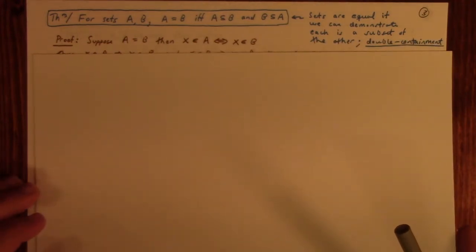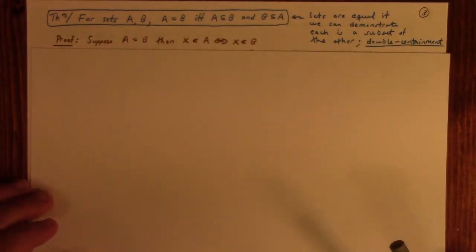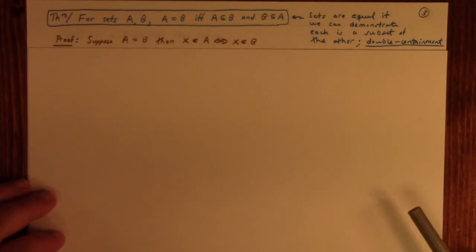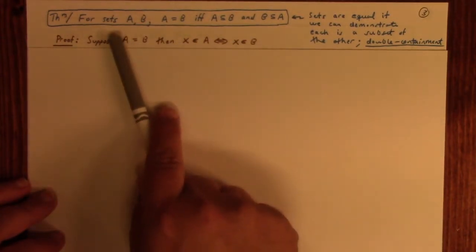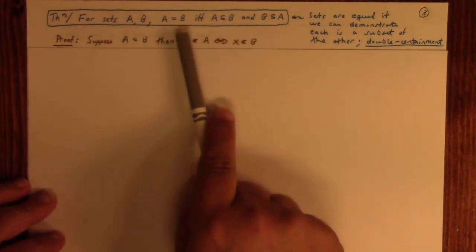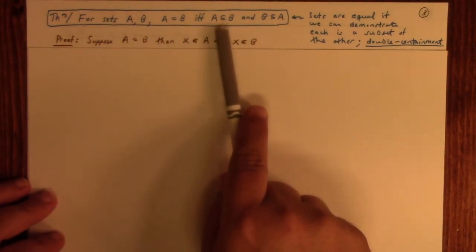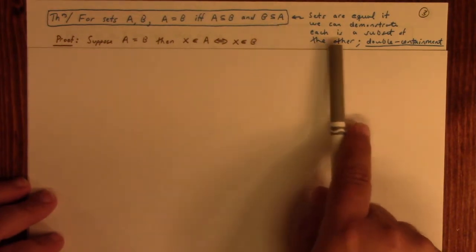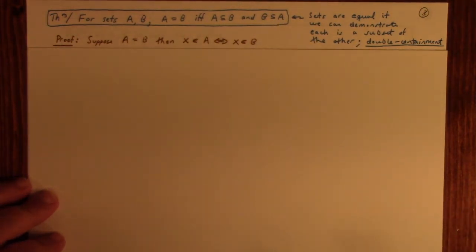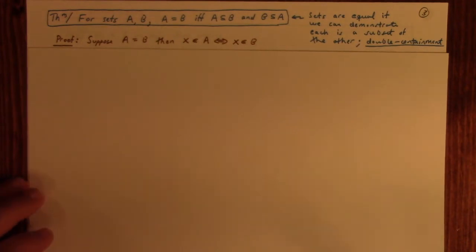One of the common things that we need for proofs is a way to prove two sets are equal. And one often convenient way to do that is to show double containment. So sets A and B are equal if and only if you can show A is a subset of B and that B is a subset of A. So this is called double containment. And the proof is pretty simple.